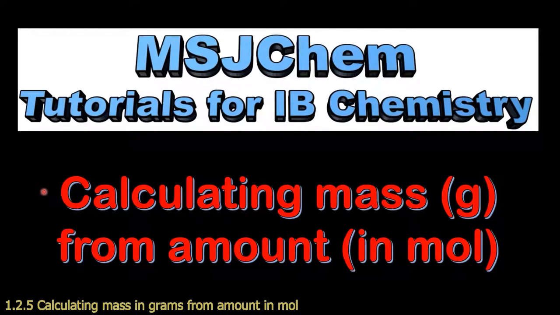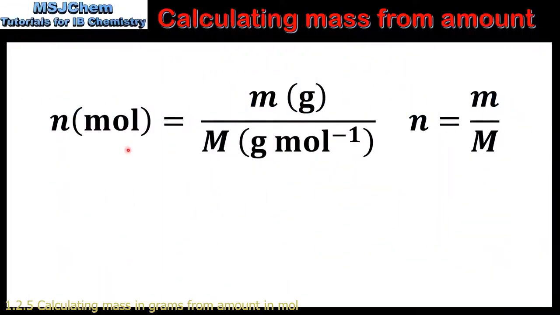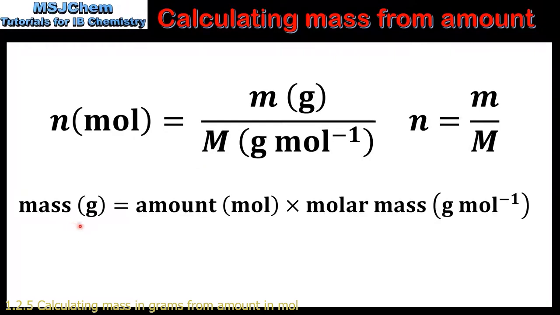This is MSJ Chem. In this video, I'll be looking at how to calculate mass in grams from amount in moles. In a previous video, we looked at how to use this equation to calculate the amount in moles from mass in grams and molar mass. This equation can be rearranged to calculate mass in grams. So mass in grams equals amount in moles multiplied by molar mass.